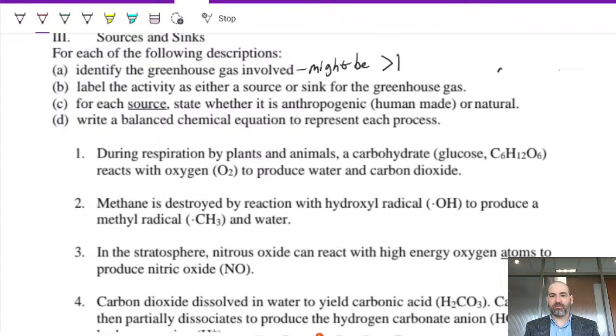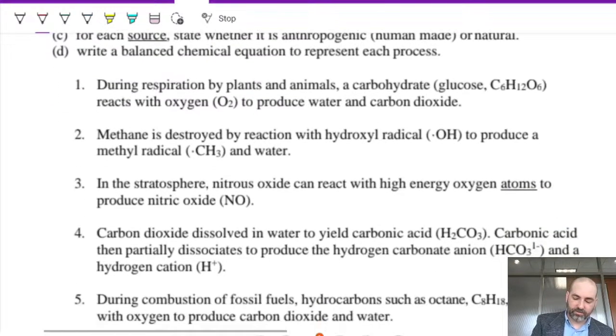And the 4 you're going to be looking for here are the 4 we just talked about: nitrous oxide, methane, carbon dioxide, and water. Okay, and then if it's a source of a greenhouse gas, is it anthropogenic, meaning it's something that's a result of humans doing stuff, or is it just a natural process on Earth? Then finally, write a balanced chemical equation to represent each process. So we did balancing equations a while ago, but one thing we didn't really do is turning a sentence into a chemical equation. So for number 1, we can work on this one together.